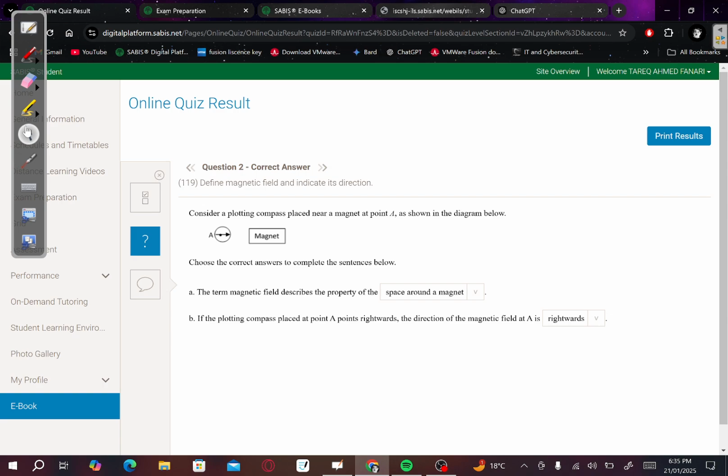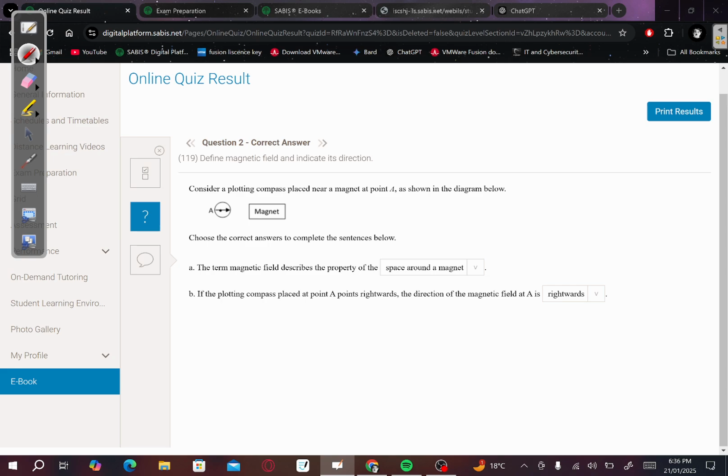Now, the term magnetic field describes the property of the space around the magnet. It's in the name, field. Field means space around something. Magnetic, magnet. So the space around the magnet. Now, the plotting compass. Okay, this is how you know it. So the field is pointing rightwards, and this is near the poles. So this would be the opposite of where the actual field outside of the poles is going. I'll show you what I mean in more detail in another question.